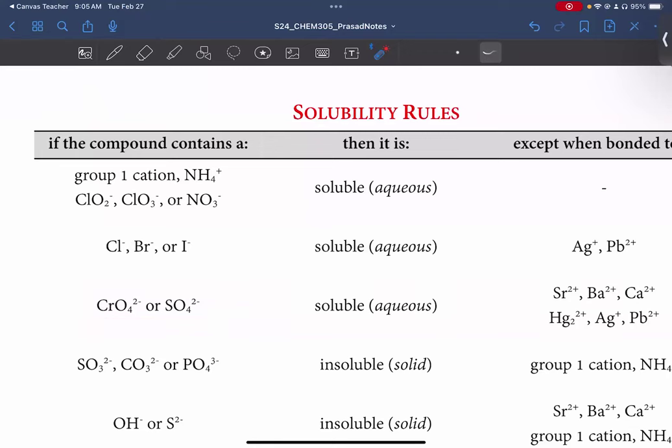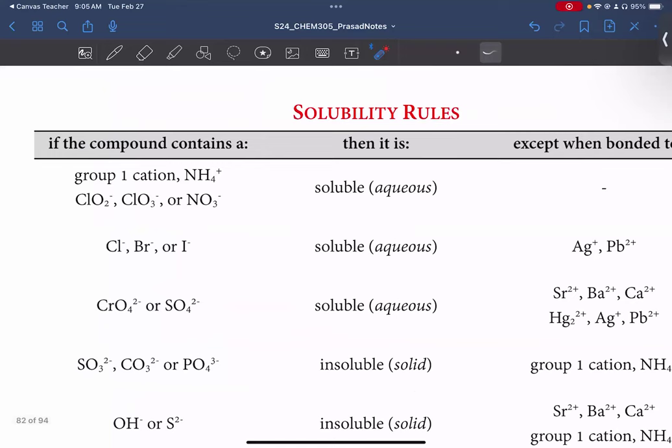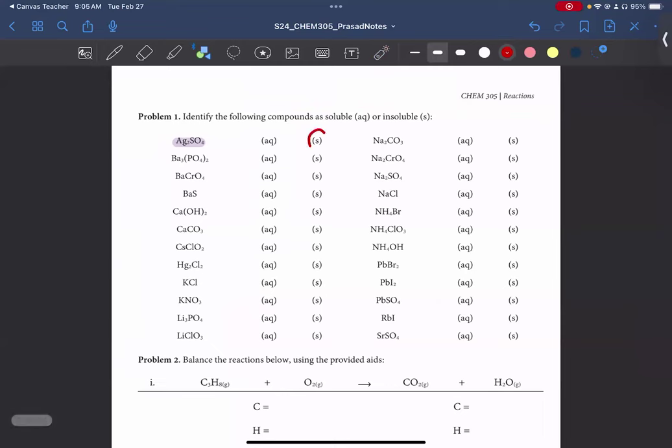So if the compound contains a sulfate, then it is soluble. These are the only exceptions. You can see here that one of the exceptions is Ag, aka silver, and that's what we have bonded in the molecule. So in other words, sulfates are typically soluble except when bonded to silver. As a result, it is solid.